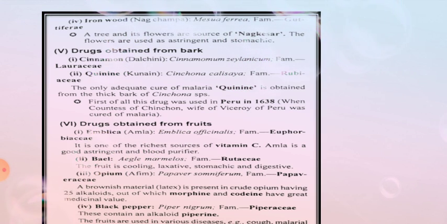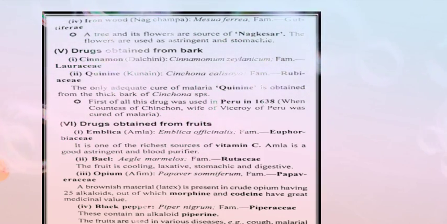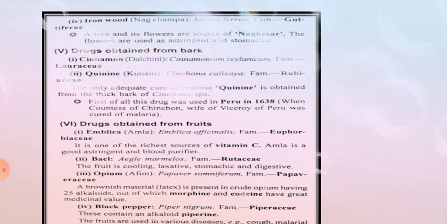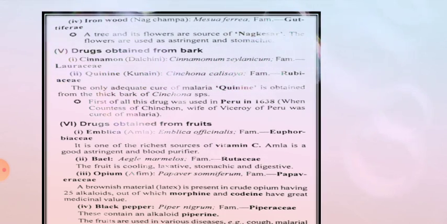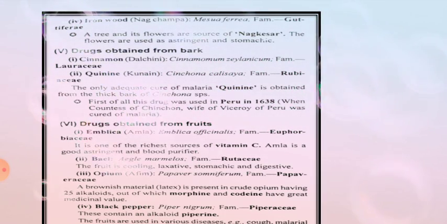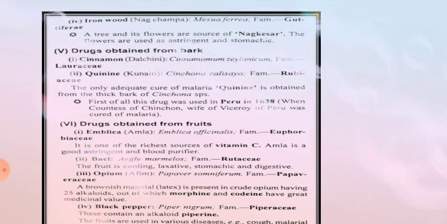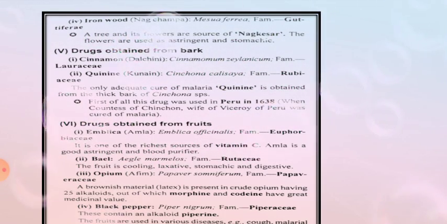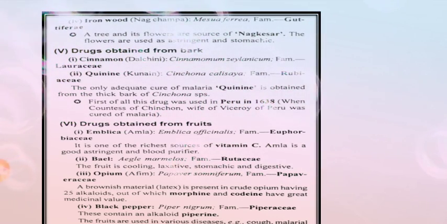Then quinine, which is very important for all of you because it raises so many MCQs and appears in various entrance examinations also. Quinine is obtained from Cinchona calisaya, and this belongs to the family Rubiaceae. The only adequate cure of malaria, quinine, is obtained from the thick bark of the Cinchona species, and the species is Cinchona calisaya.